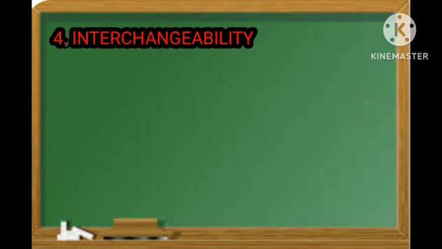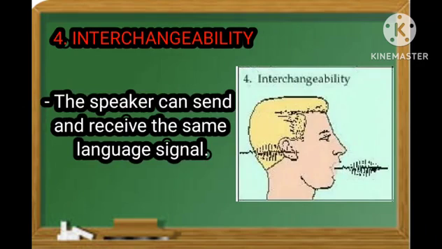Next, we have interchangeability. The speaker can send and receive the same language signal. It refers to the ability of individuals who share a common language to both produce and comprehend language. It highlights the bidirectional nature of communication where individuals can interchangeably switch roles between being a speaker and a listener. For example, two people are conversing in the English language. Both of them have the ability to understand and respond to each other's statements. They can easily switch roles, with one person speaking and the other listening, and vice versa.